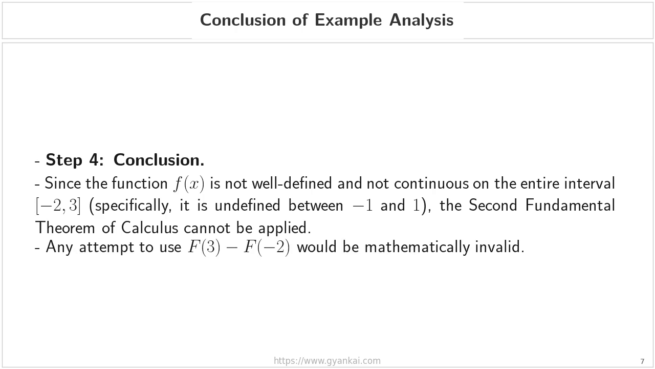Think back to what we discussed at the beginning. The theorem has a precondition. That precondition, continuity, isn't met here. Therefore, any attempt to find the antiderivative, let's call it F of x, and then calculate F of 3 minus F of -2 would be mathematically invalid. You would be getting an incorrect answer, and the method wouldn't be legitimate.